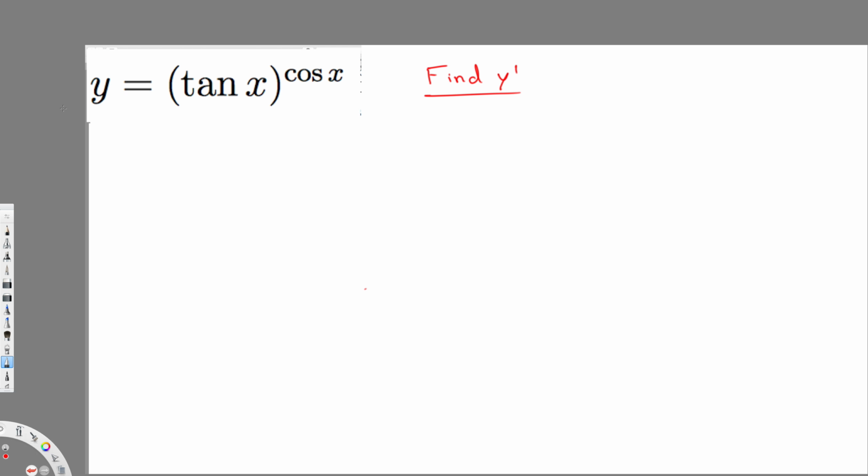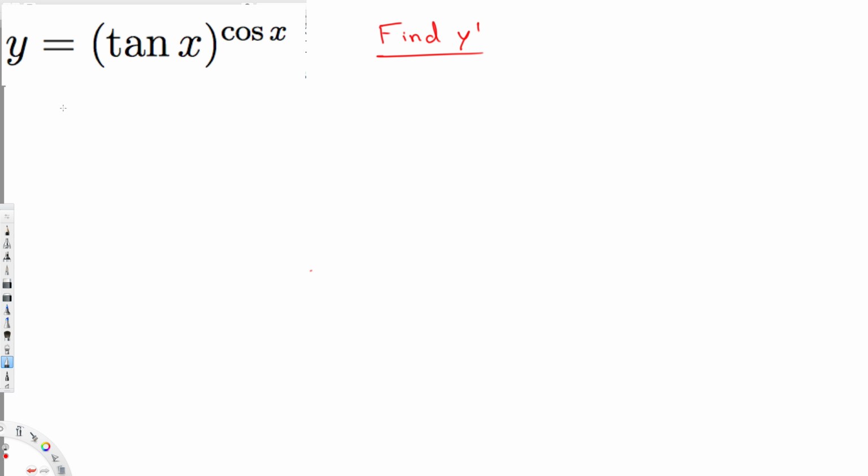We have this question right here, which is asking to find y prime. The question says y is equal to tan x to the power of cos x. In this kind of question, the first thing we have to do, since you see the power tan x and the power of cos x, is to get rid of this. To do that, we have to use ln. We have to take ln on both sides.